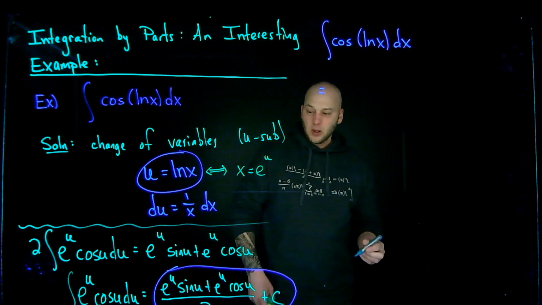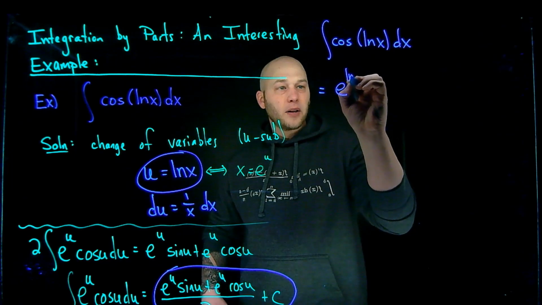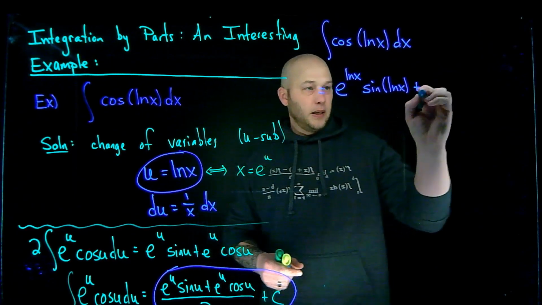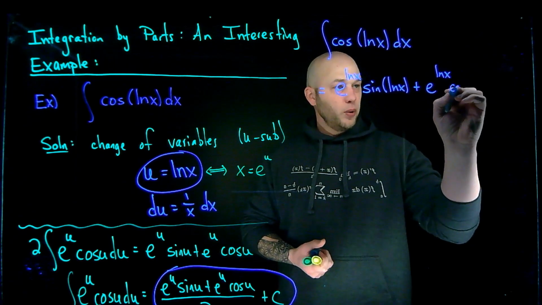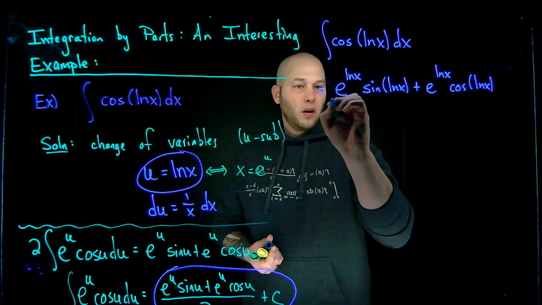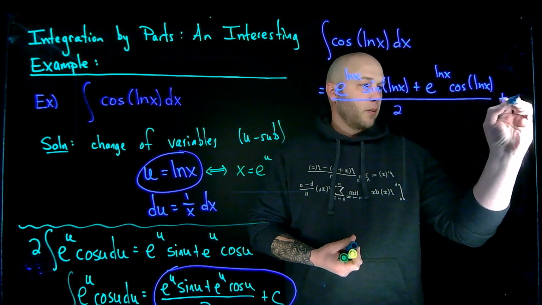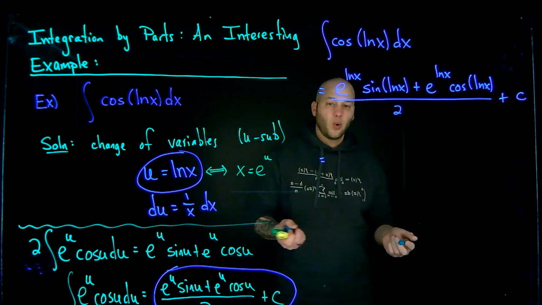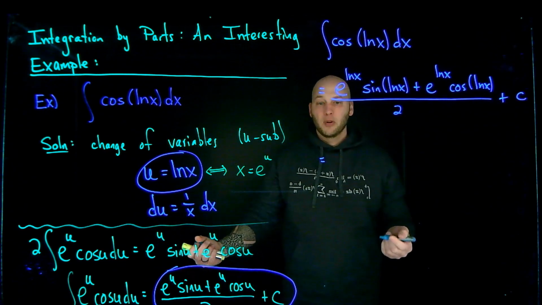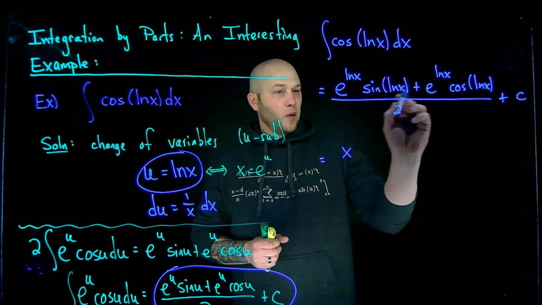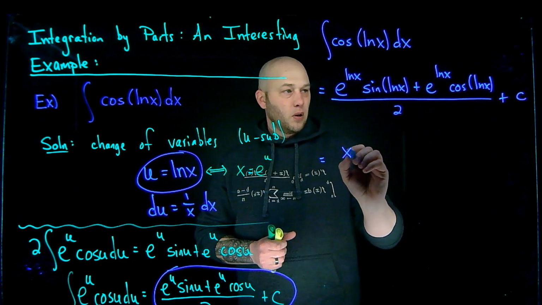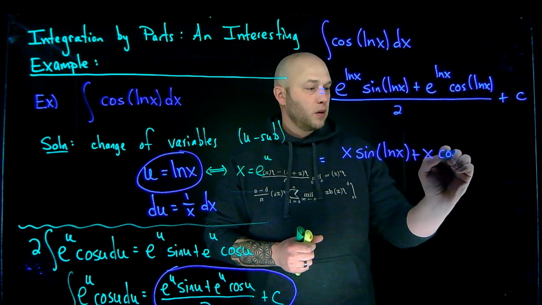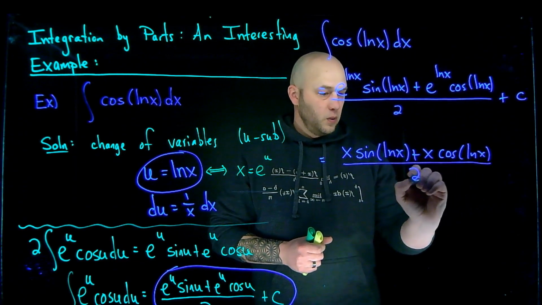What I'll then do is I'll back substitute and make this e to the natural log of x sine of the natural log of x plus e to the natural log cosine of the natural log all over 2 plus an arbitrary constant. And the only thing that I can really clean up here is e and the natural log. The natural exponential, the natural log, of course, are inverse functions. And so their composition reduces to the input, giving me x for both of these coefficients here in front of the sine and the cosine terms. So I get x sine log x plus x cosine log x all over 2, and then plus my arbitrary constant.